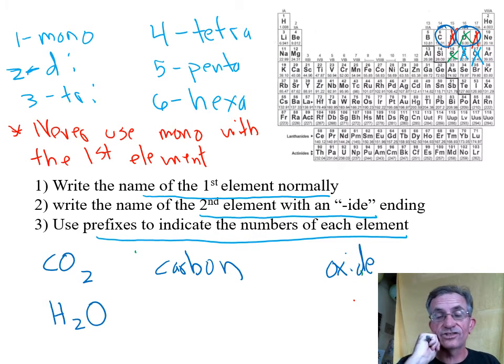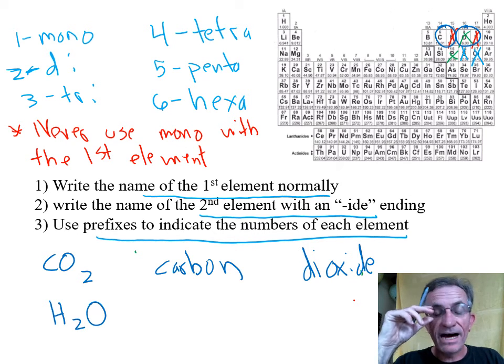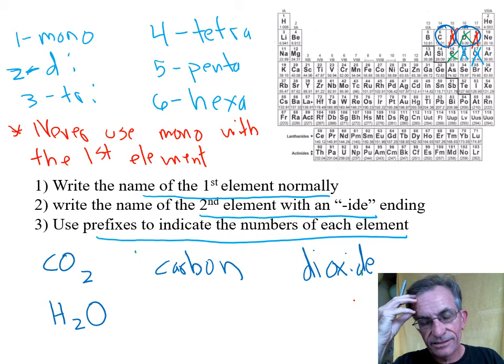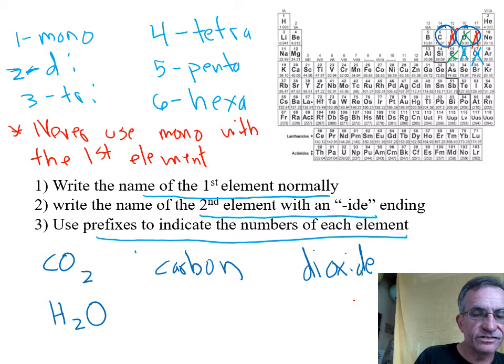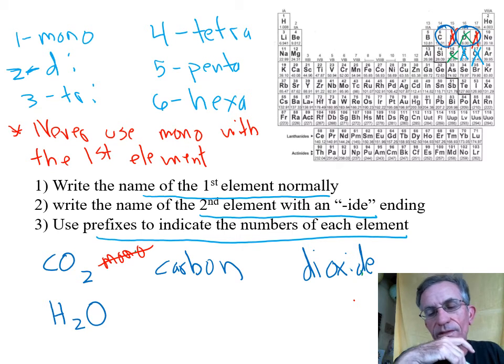All right, what about the second element, though? 2 oxygens, that's going to be dioxide. 2 is di. So it's not monocarbon dioxide, right? You never write mono to start a name. So please do not put mono there, all right? Even though there's 1 of them. It's not monocarbon dioxide.